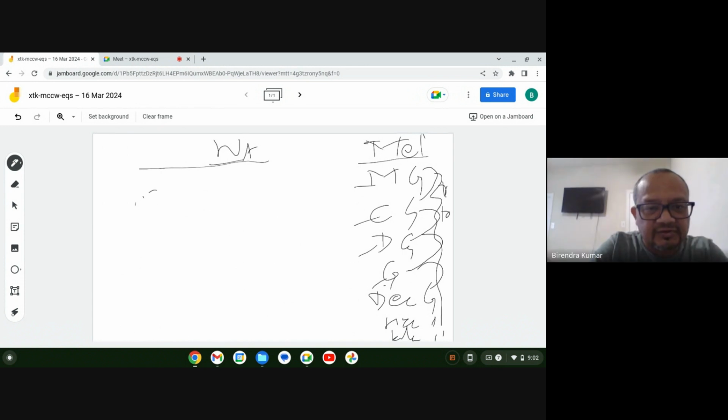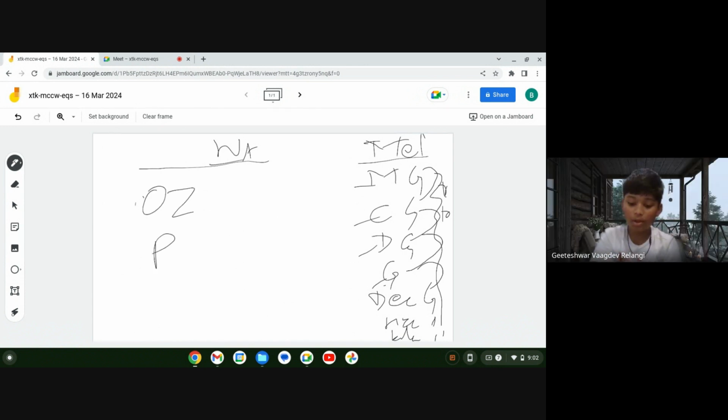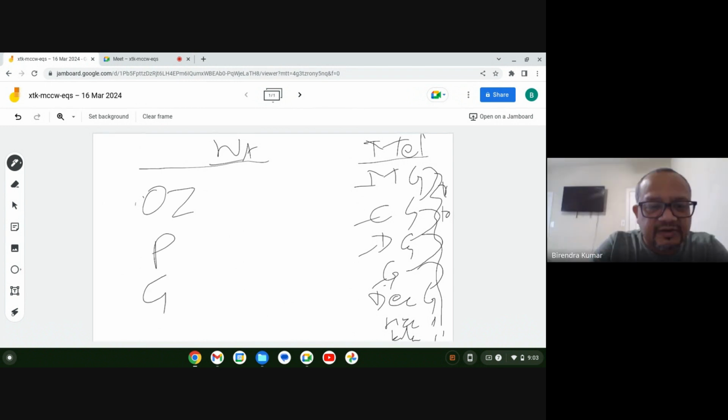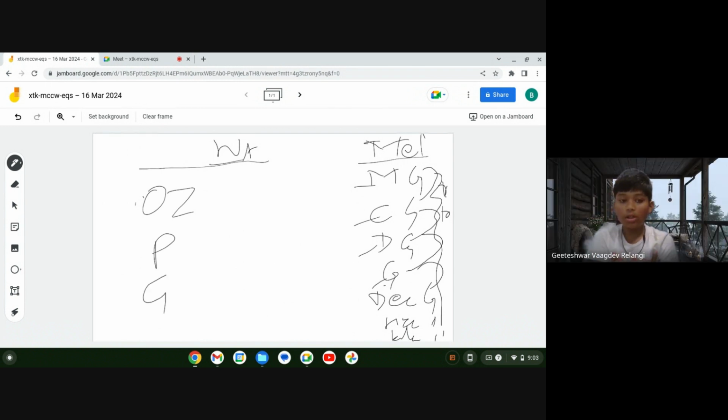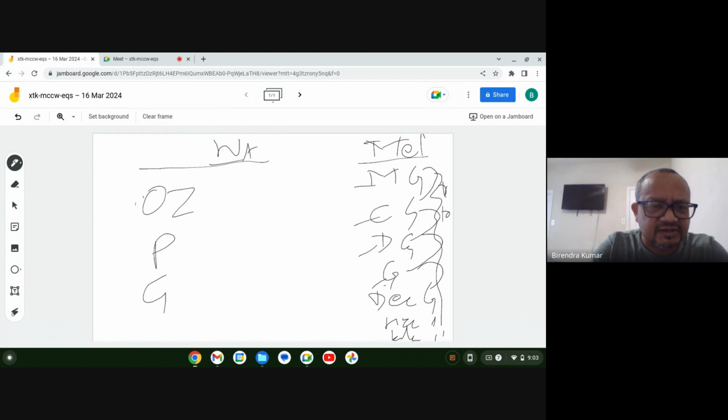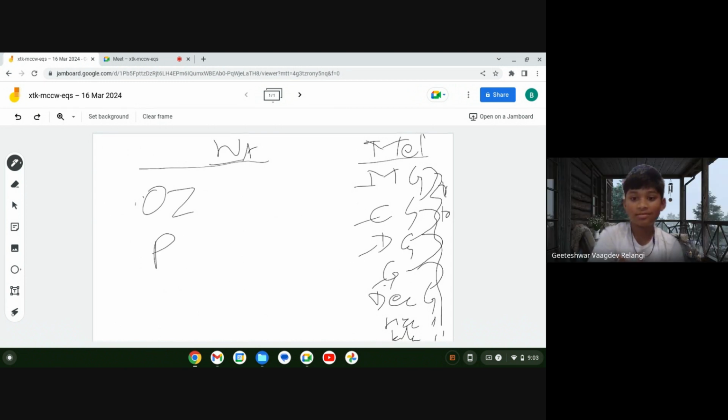So we have ounce, pound, ton. 16 ounces make 1 pound. And then you have gallon. You don't have gallon. 2000 pounds make 1 ton. You have tons. Gallon is again volume. You use gallon for volume.